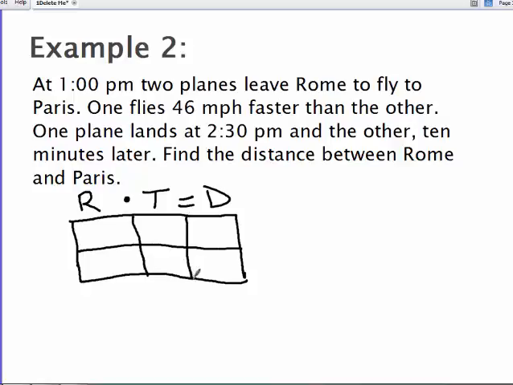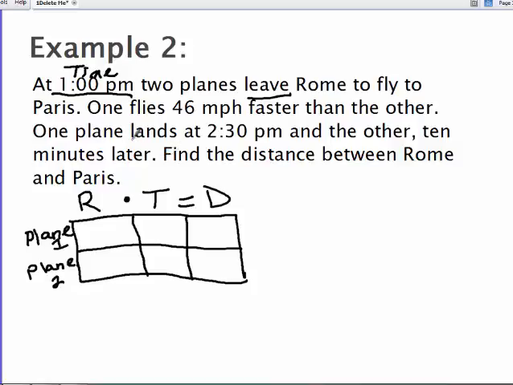Now we have 2 planes. So this is going to be plane 1 and plane 2. Let's now reread through the problem and try to take notes down here on the information that we can pick out. At 1 p.m., the 2 planes leave. Okay, so right here is a time factor. Is there anything else about time throughout the problem that's going to help us?